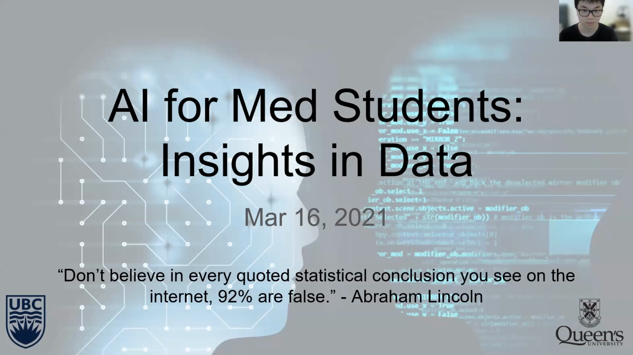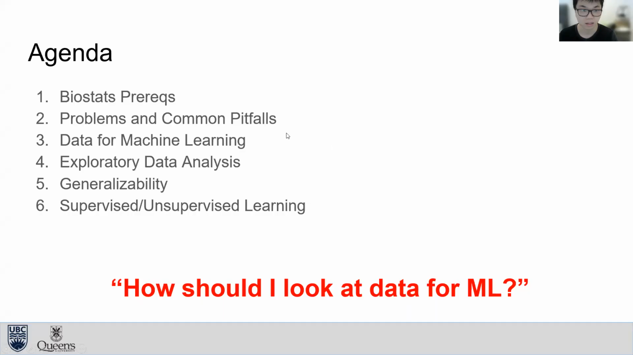So, agenda today, we're going to go over some biostat prerequisites from last week, and then we're going to really go over how to look at data, problems with data, how to prepare it for machine learning, how to generalize it. And if we have time, we'll talk about supervised, unsupervised learning, and logistic regression, which is one method of machine learning. Essentially, we're going to talk about how to look at data and prepare it for machine learning.